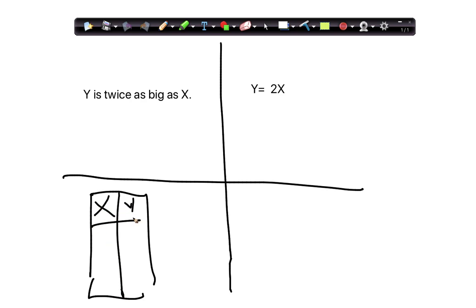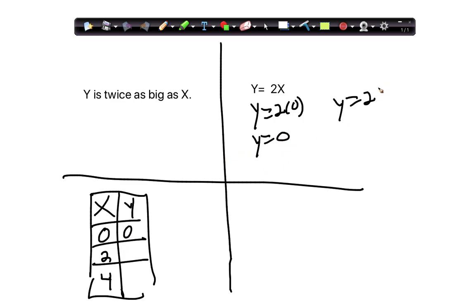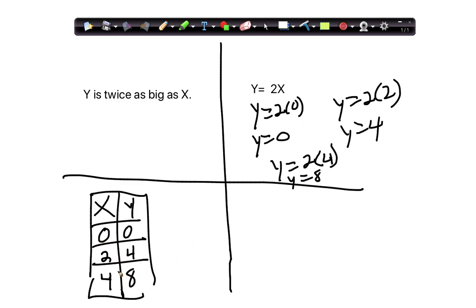It's an XY table. And we just chose 3 values of x, like 0, 2, and 4. And then we did this. y equals 2 times 0. Doubling 0 is 0, so that's that value. And then y equals 2 times 2. We double 2 to get 4. And then we did y equals 2 times 4, and we get y equals 8. So when x is 4, y is 8. When x is 2, y is 4. When x is 0, y is 0.